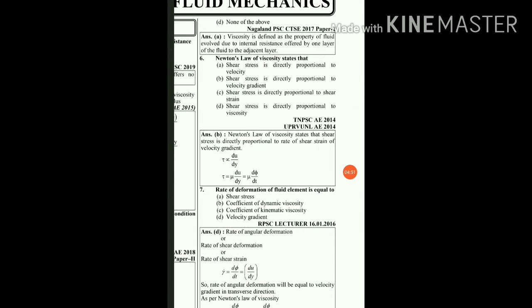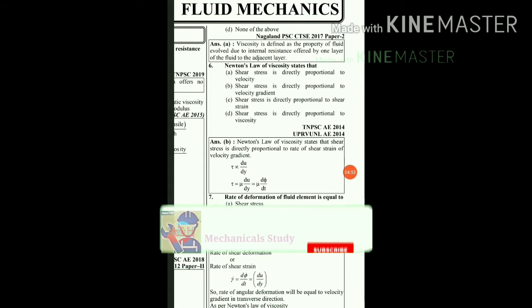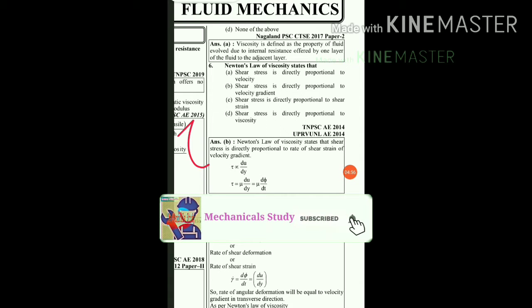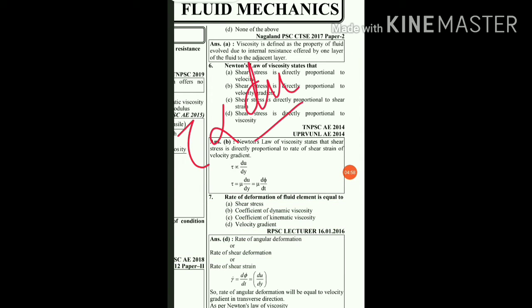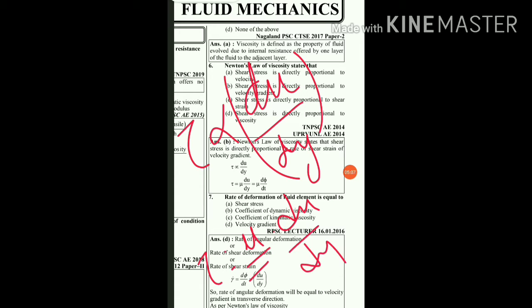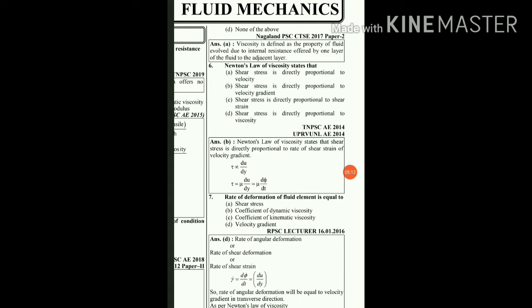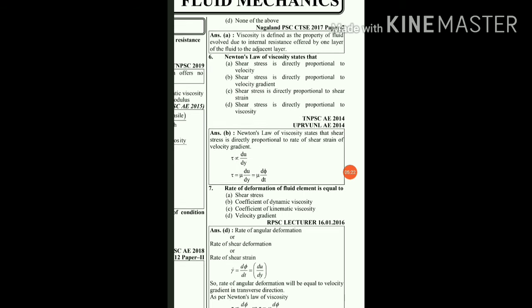The next question: Newton's law of viscosity states that. According to Newton's law of viscosity, tau is directly proportional to du by dy, tau is equal to mu into du by dy, where mu is the dynamic viscosity and du by dy is the velocity gradient. So shear stress is directly proportional to velocity gradient, that is given in option B. So option B will be the right answer.